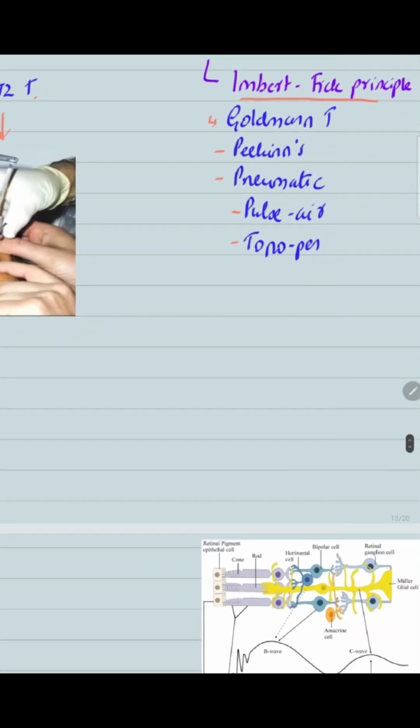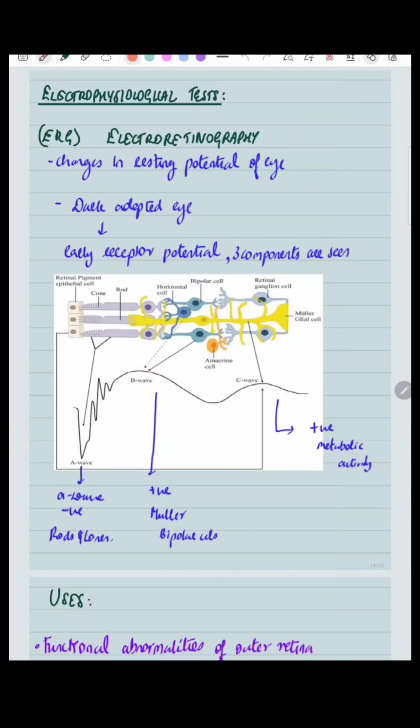Next, coming to electrophysiological tests. First we will discuss electroretinogram. Electroretinogram records the changes in the resting potential of the eye induced by a flash of light.